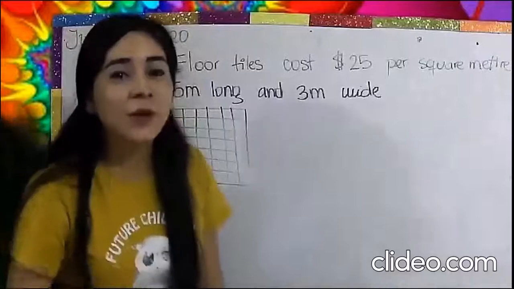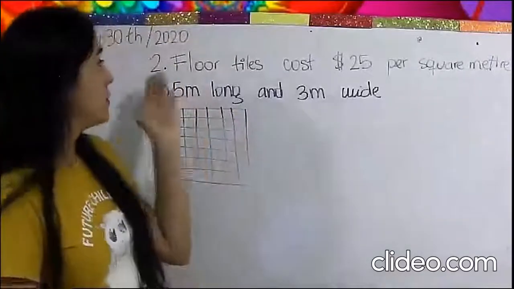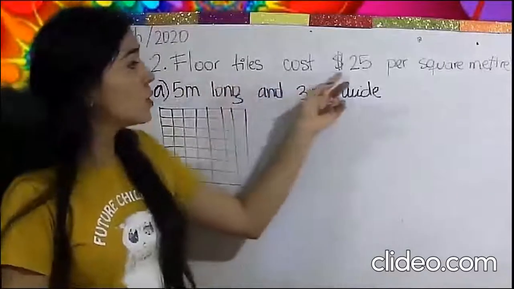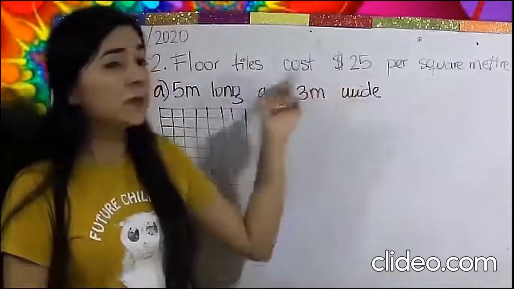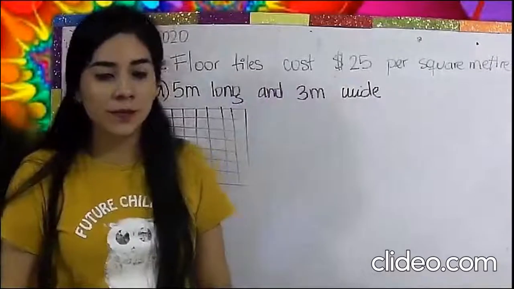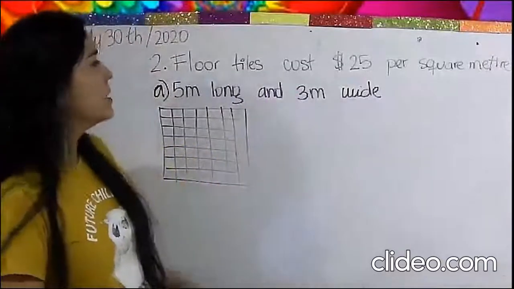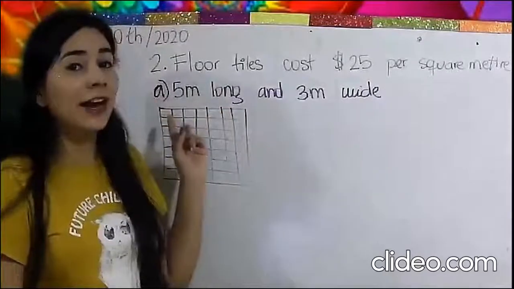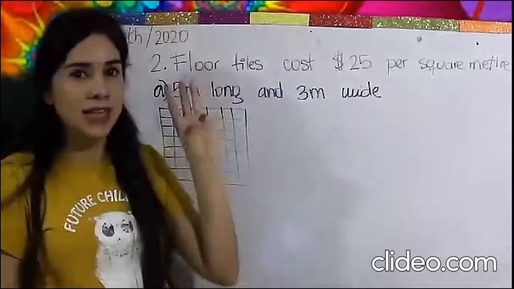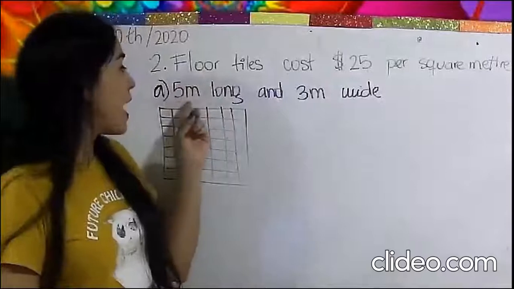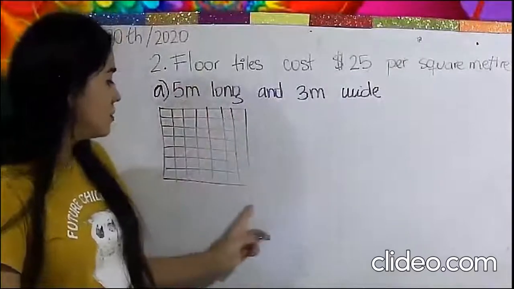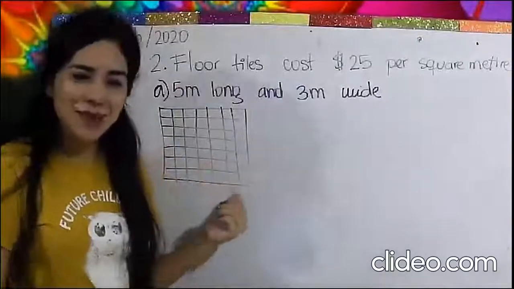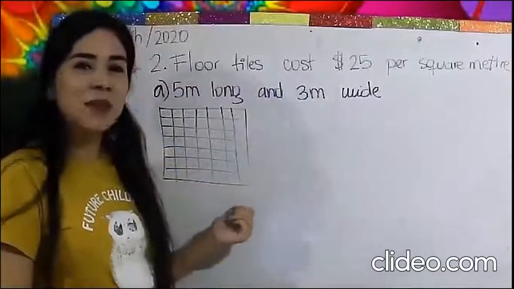Okay, guys, now let's go to the second point. Look at this, floor tiles, baldosas, cost $25 per square meter, okay? This is just like an example, okay? Here I have letter A. There are 3 letters, A, B, and C. But here we have this room. This is room number 1. Imagine that this is my bedroom.